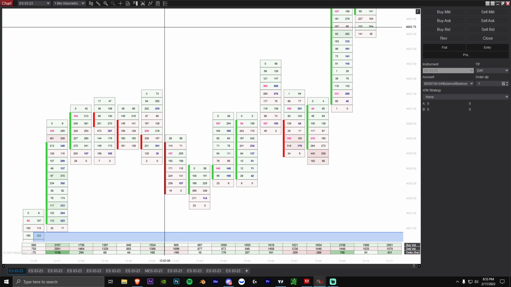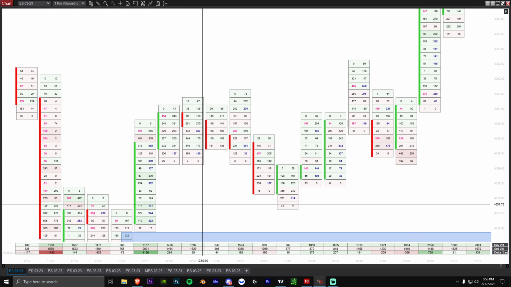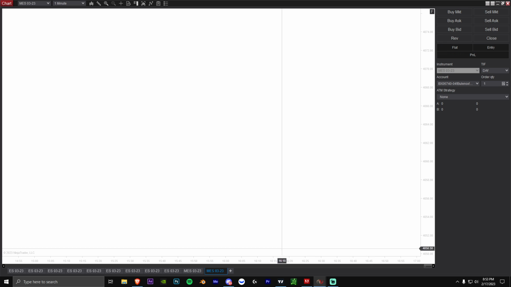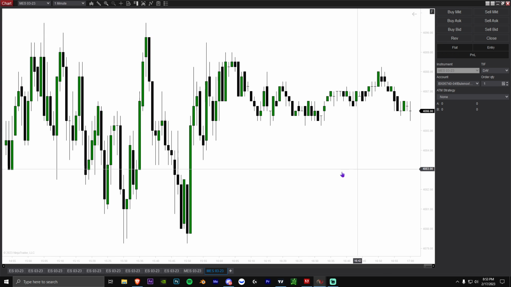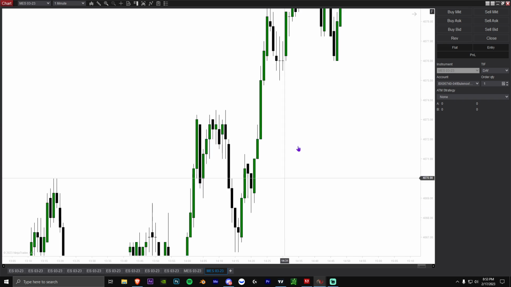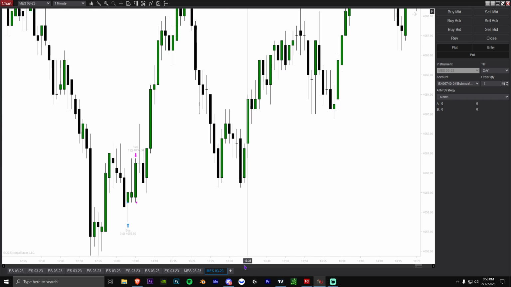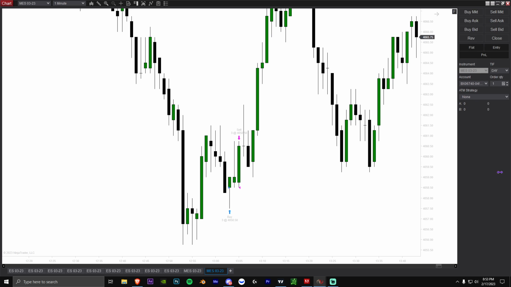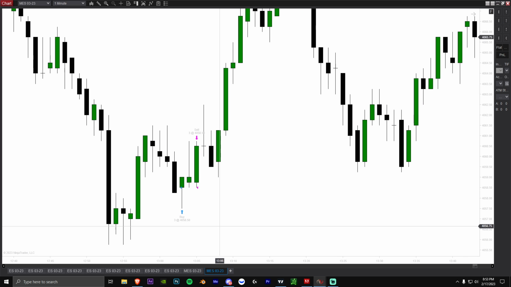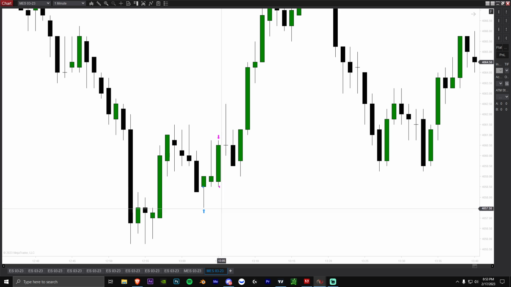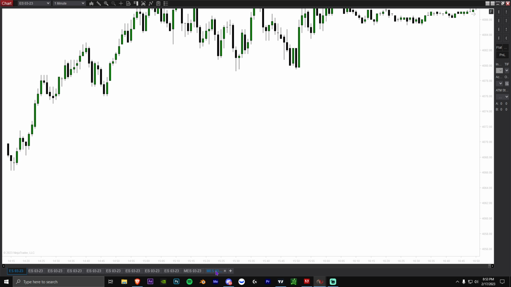It's not showing me. For some reason, I can't turn on the executions. Let me see if it's on here. Look. Do you see this? Why doesn't it show on footprints? I don't get that.